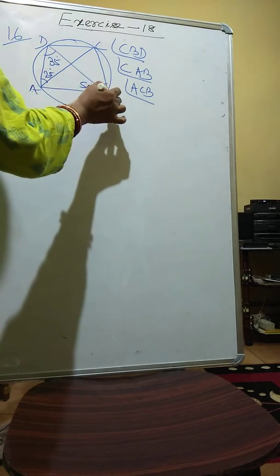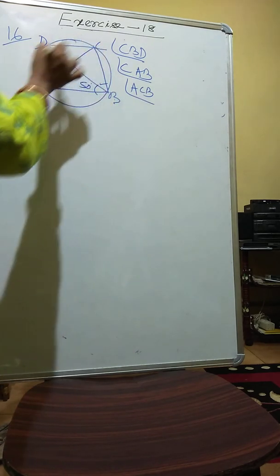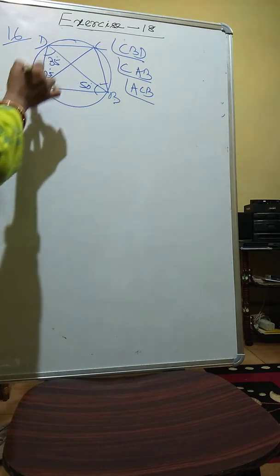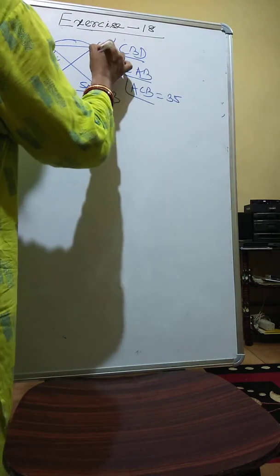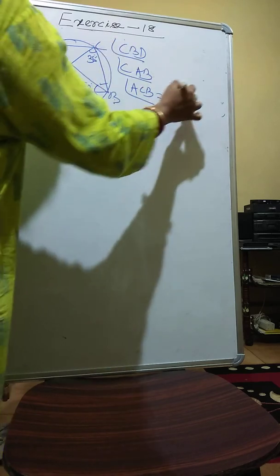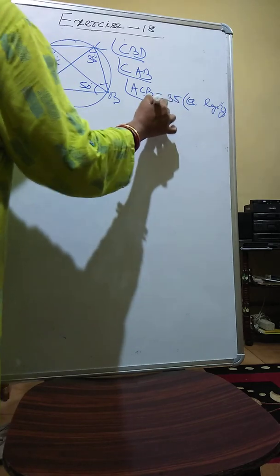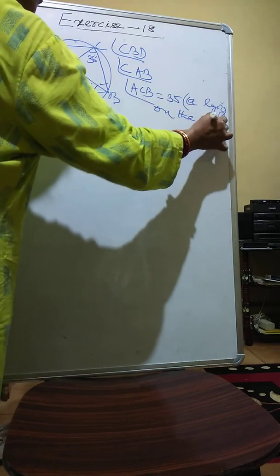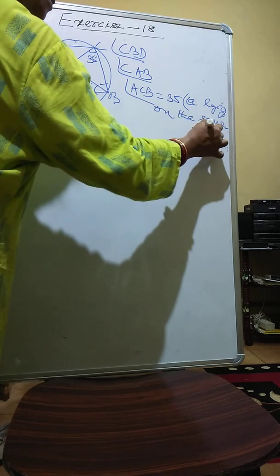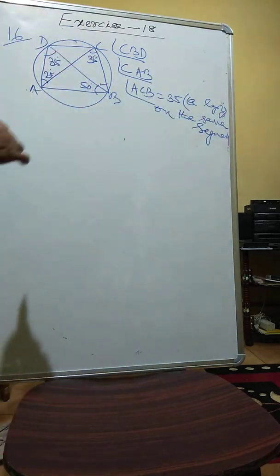Now see children, to get angle CBD, means this angle, I have to say that BDA is equal to BCA. Can I write or not? BCA is equal to BDA, that is 35 degrees. Why? The reason you will write is angle lying on the same segment. Okay? You got this is 35.